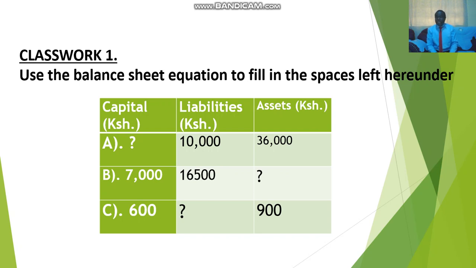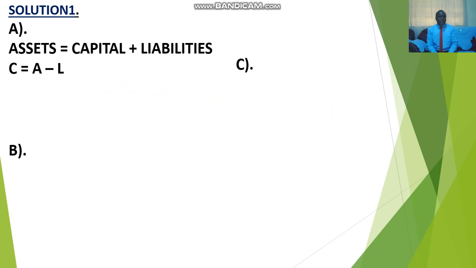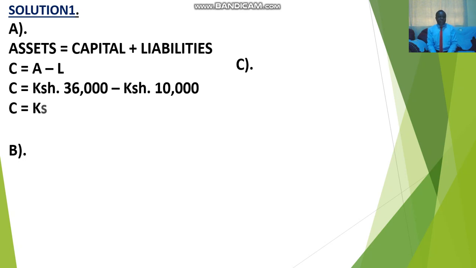So how shall we find capital in scenario A? We have the balance sheet equation: assets is equal to capital plus liabilities. So in scenario A, capital is equal to assets minus liabilities. So we shall get capital equal to 36,000 minus 10,000. Capital is equal to Kenya shillings 26,000.